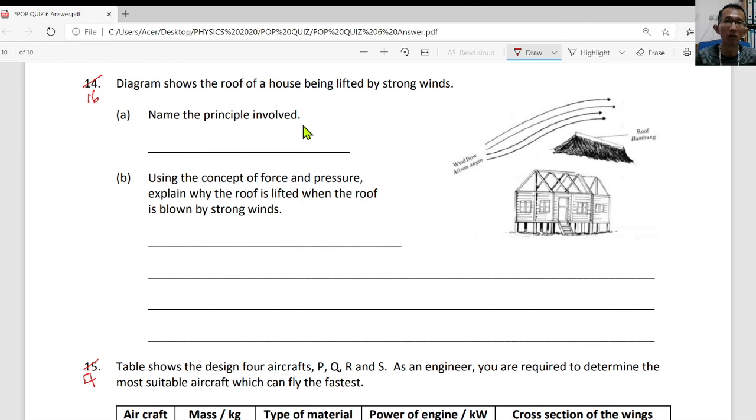Name the principle involved. Okay, so I have a moving fluid. Air is moving, producing high velocity, and high velocity must come with low pressure. So what principle is this? Just like before, this is the Bernoulli principle. Next: using the concept of force and pressure, explain why the roof is lifted when it is blown by strong winds. Alright, so we are going to repeat what we have mentioned before in question number 15. So there's nothing new here.